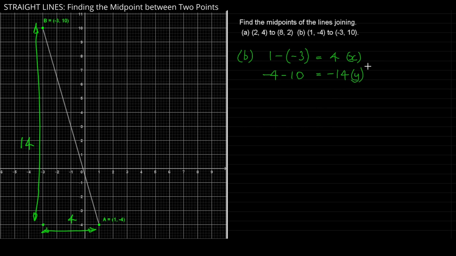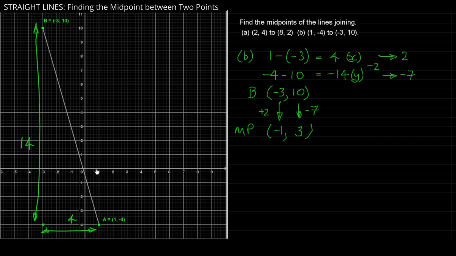So we've got a positive value of x here and a negative value of y here. So we need to divide both of those two things by 2. So this turns into a positive journey of 2, and this turns into a negative journey of 7. So if we start from the point B, which has coordinates (-3, 10), for our x journey we need to add 2 to -3, and for our y journey we need to add -7 to 10. So this is going to be the midpoint. Okay, -3 plus 2 will give us -1, and 10 take away 7 will be 3.